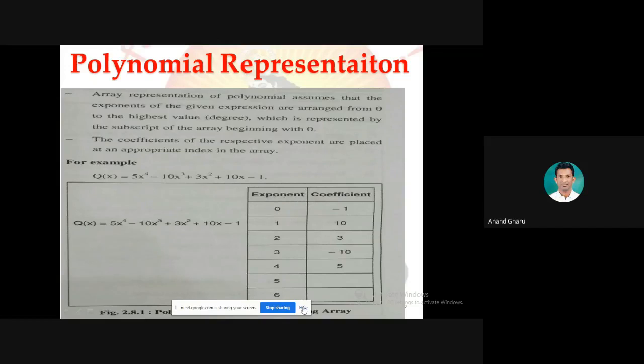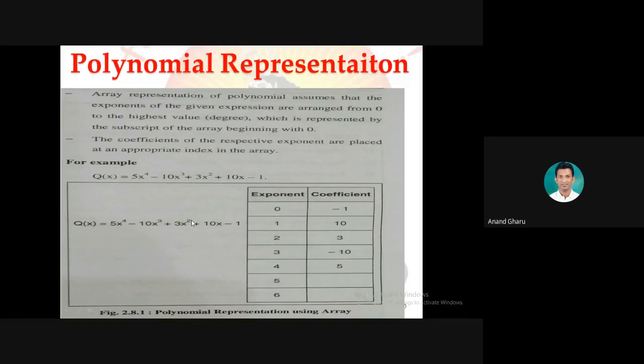Okay, so in the array we assign the index, from 0 to n. Now here you can see, for index 0, what is the coefficient? Minus 1. For exponent 1, what is the value? Coefficient plus 10.